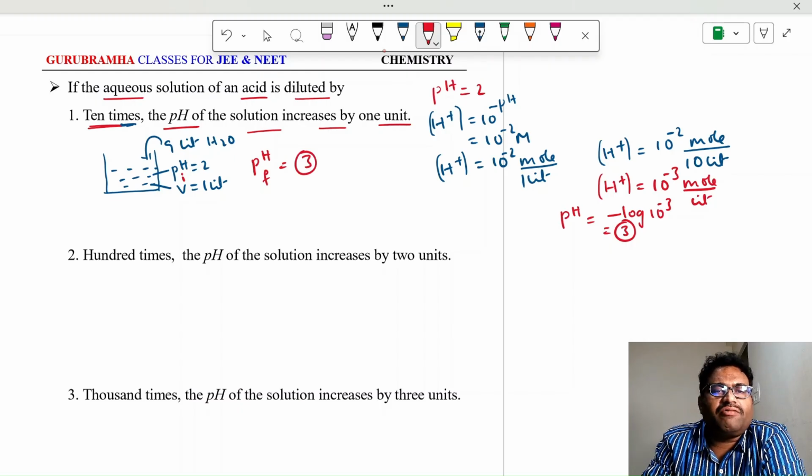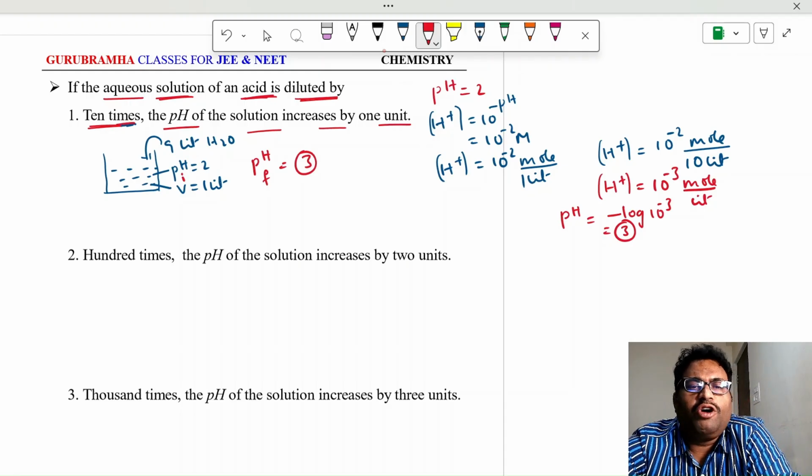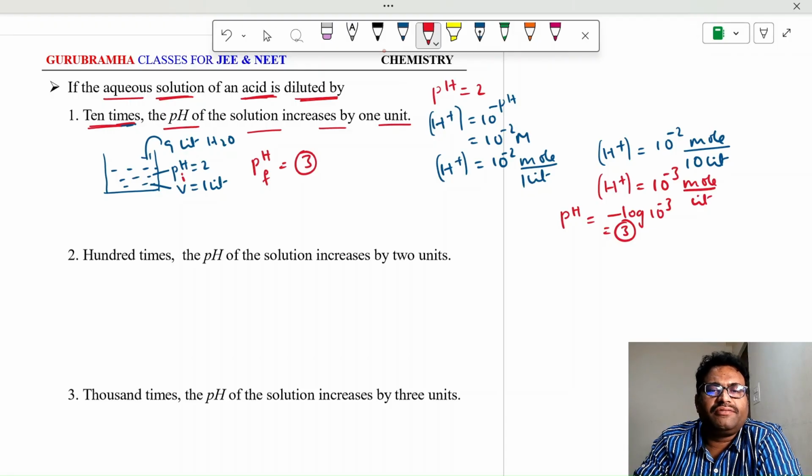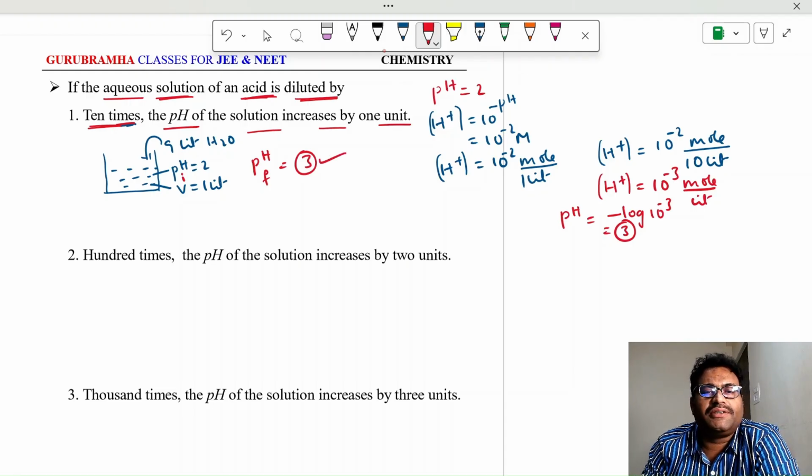See, if the aqueous solution of an acid is diluted by 10 times, how much is the pH increasing? pH is increased from 2 to 3. That means 1 unit. pH is increased by how many units? 1 unit. Understood? Simply, the volume is changed to 10 liters.